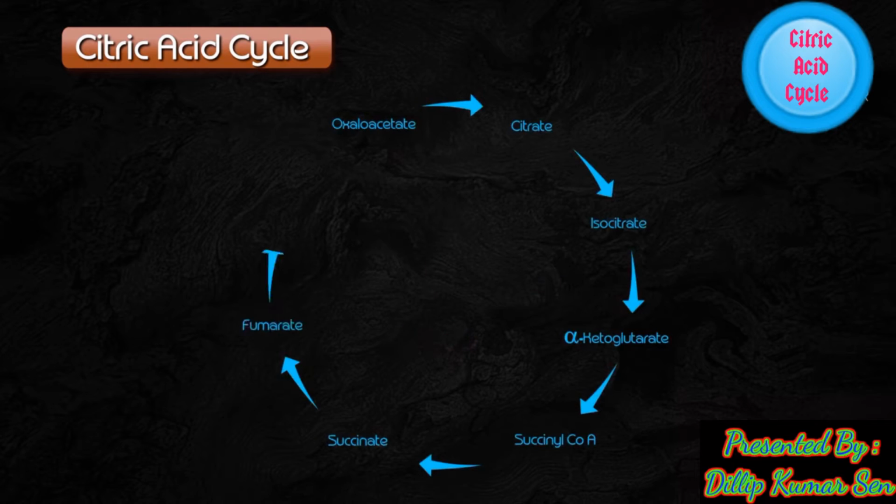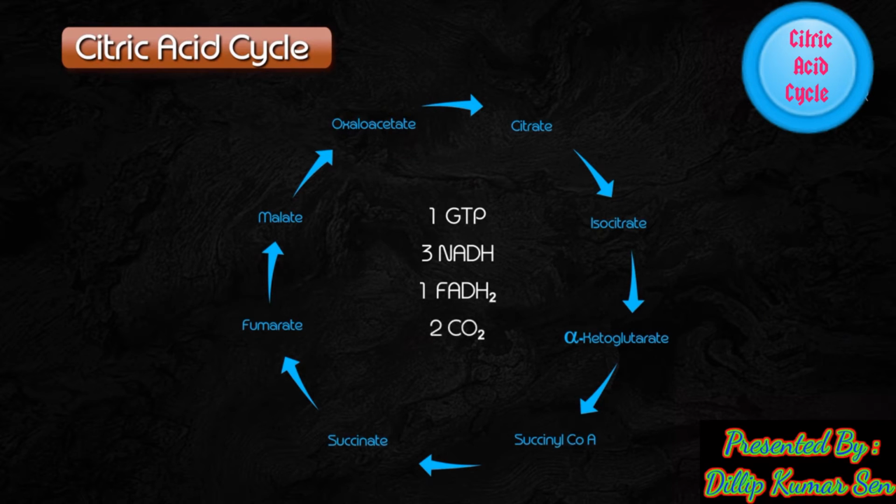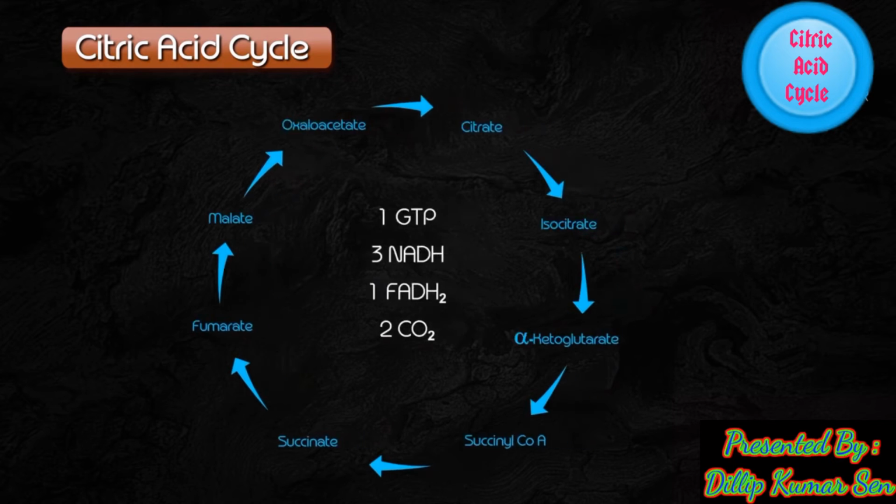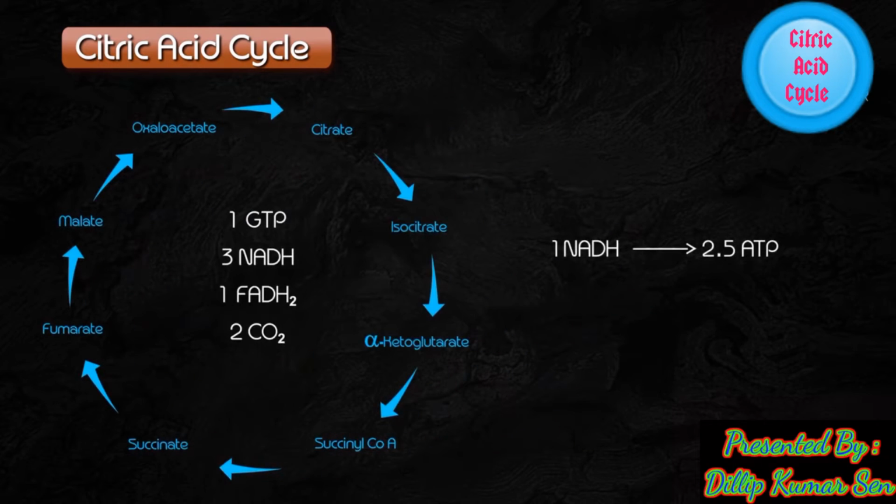Each turn of the cycle produces 1 GTP molecule as well as 3 NADH, 1 FADH2 and 2 carbon dioxides. Here 1 NADH is equal to 2.5 ATP equivalents and 1 FADH2 is equal to 1.5 ATP equivalents.